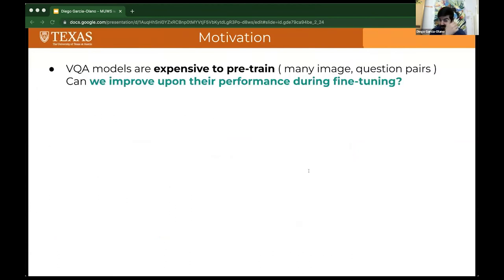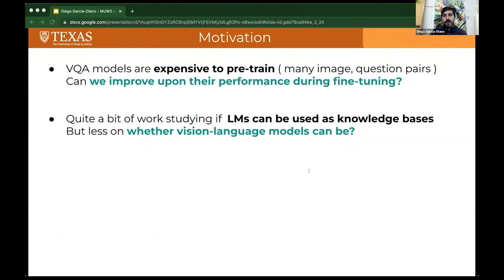Some motivations which led to this work include the insight that VQA models are expensive to pre-train in general, requiring many image-question pairs. So how can we improve upon their performance during fine-tuning without the need to redo pre-training? There's been quite a bit of research trying to understand if language models can be used as knowledge bases, meaning whether they can be used to answer questions which require knowledge. But there's been less work trying to understand if vision-language models can be used in such a manner.